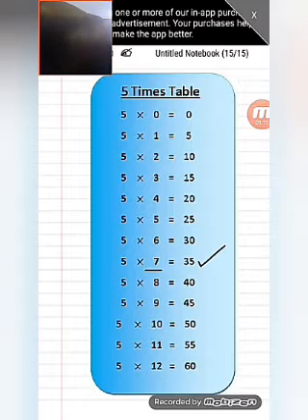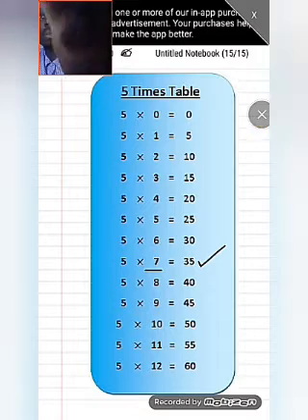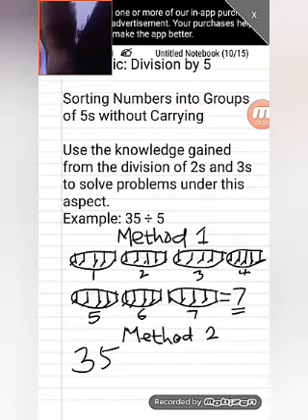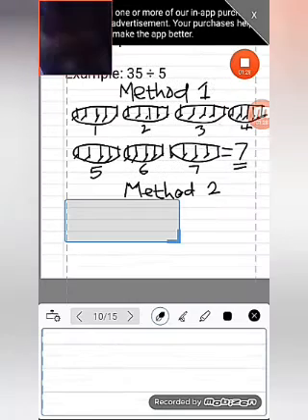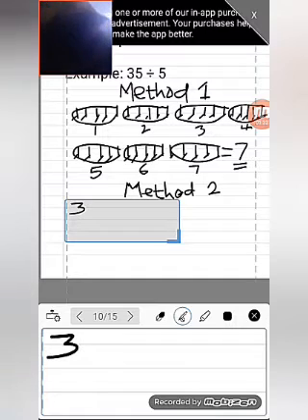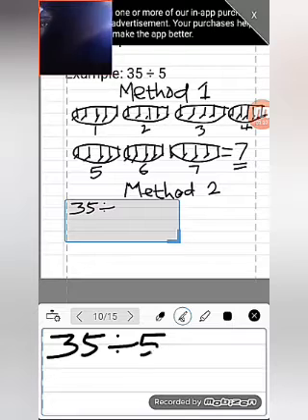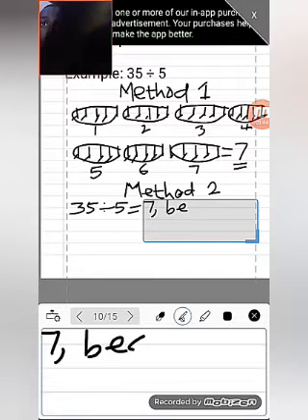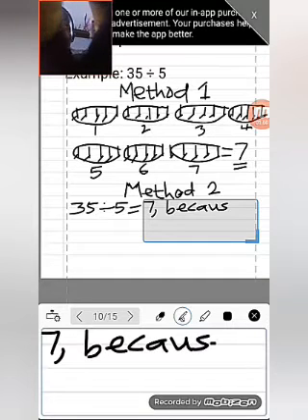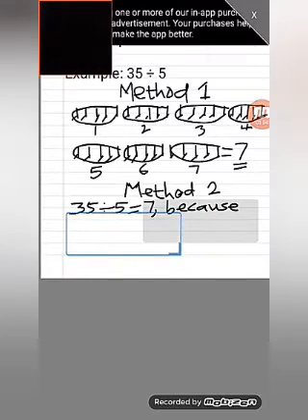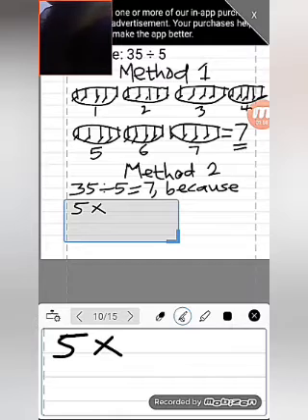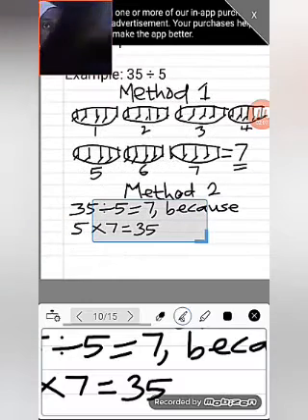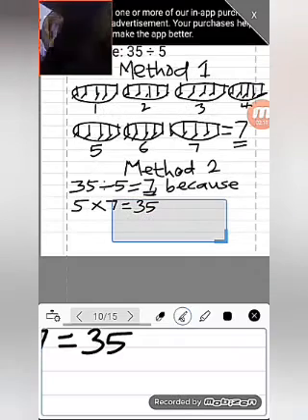So it means that 35 divided by 5 is equal to 7, because 5 times 7 is equal to 35. So you can see it is as simple as before.